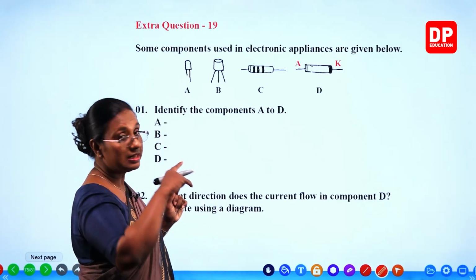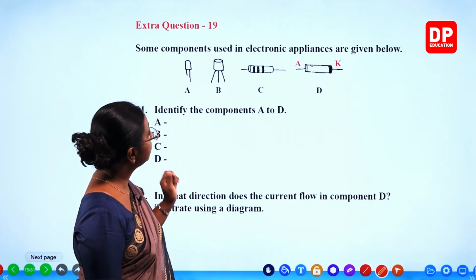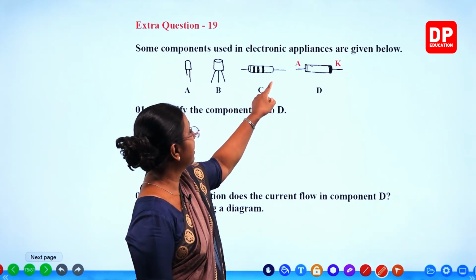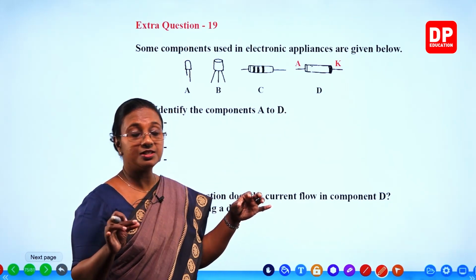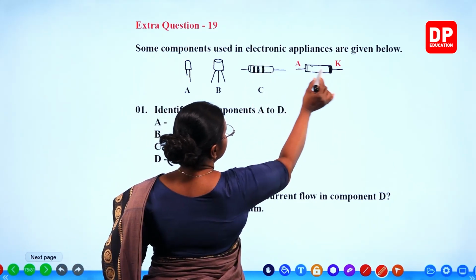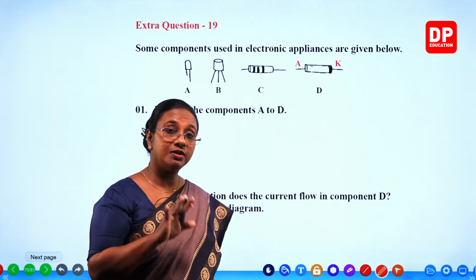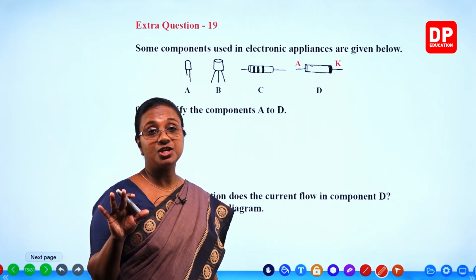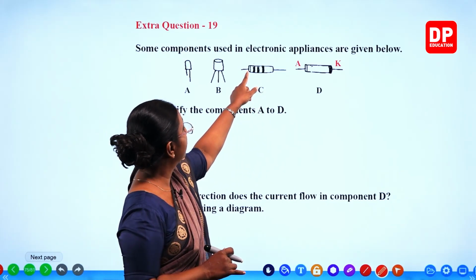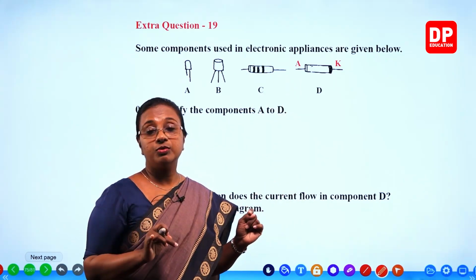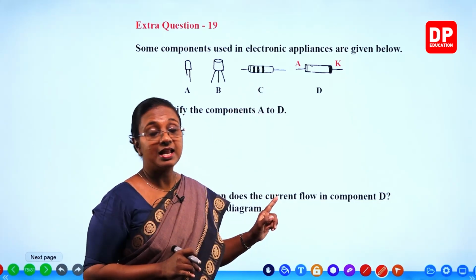Then in B, you can see the cylinder-like structure with three terminals, then you know it is a transistor. Then C and D look similar, cylindrical structures, but here there are three lines, and here there is only one line at the end. So you all know both resistor and PN junction diode look similar. But in a resistor, you get the color bands. Although they both have two terminals at the two ends, the resistor has color bands. So that is why we have three lines there.